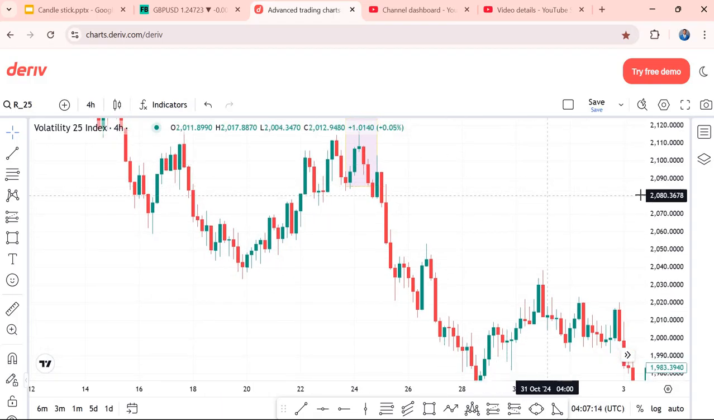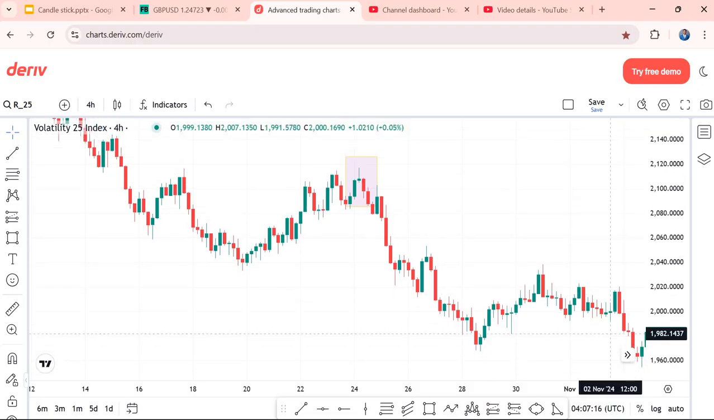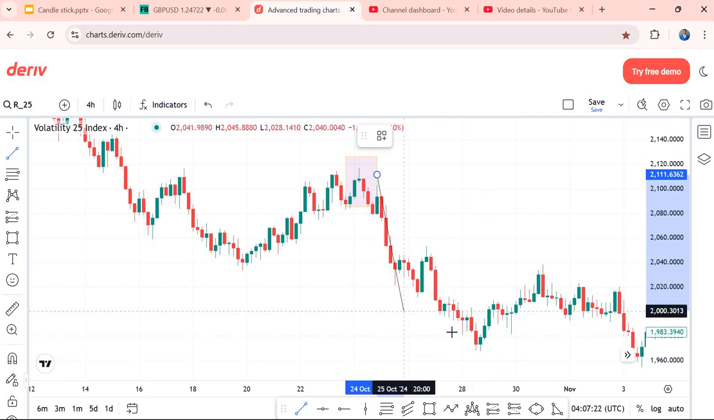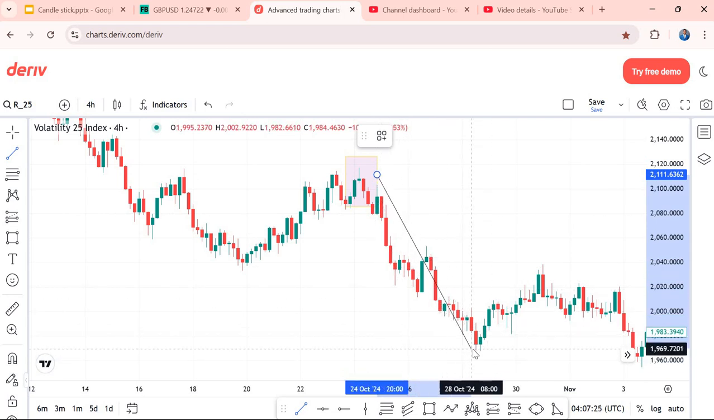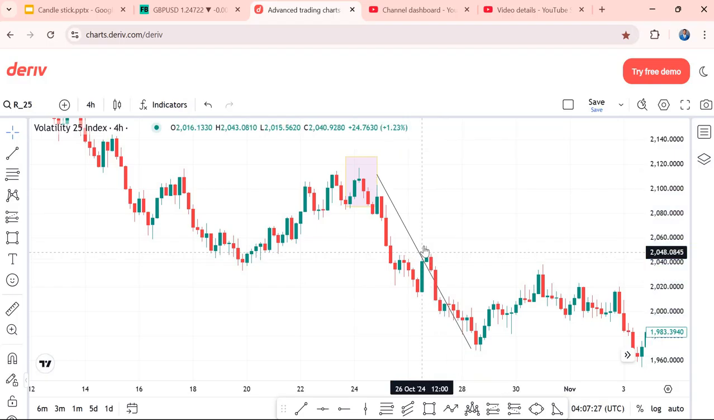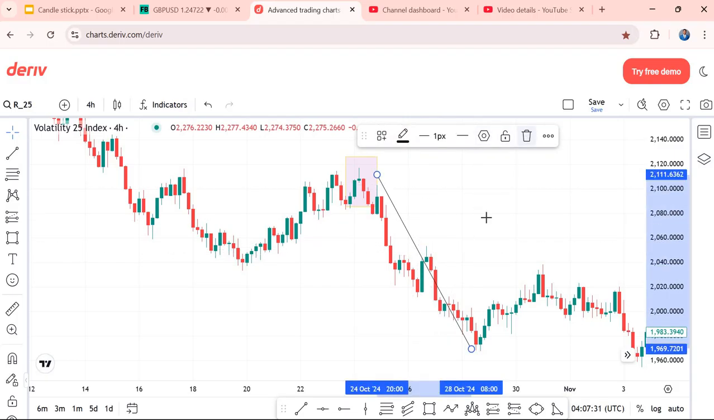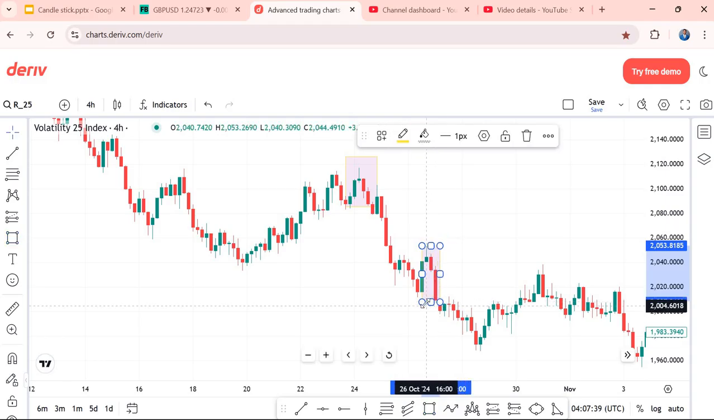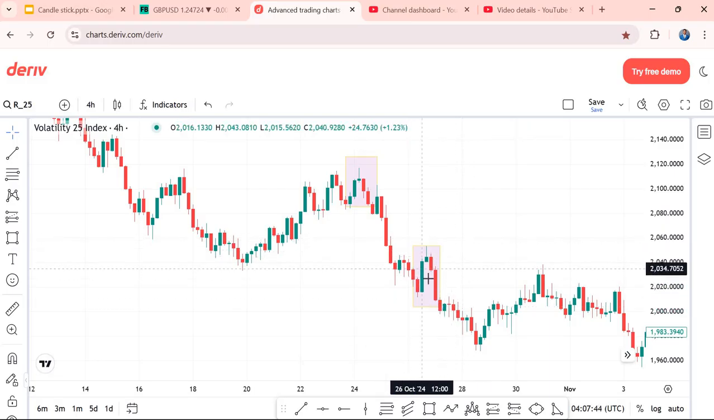Lo and behold, look at how price sunk. Look at how price dipped from the top here to the bottom after the formation of the evening star. Along the way, we could see another formation of the evening star here, which tells us the price is still going down. Look at another evening star forming here.